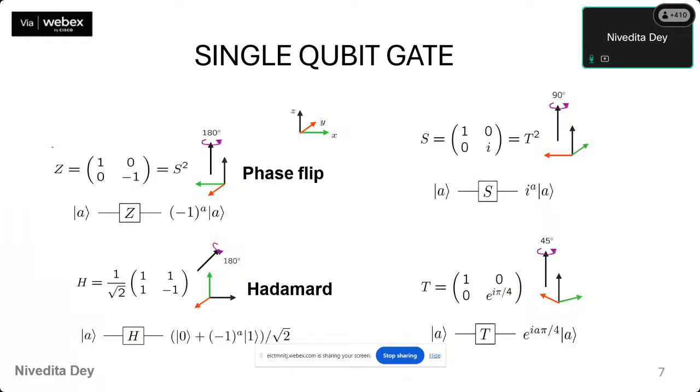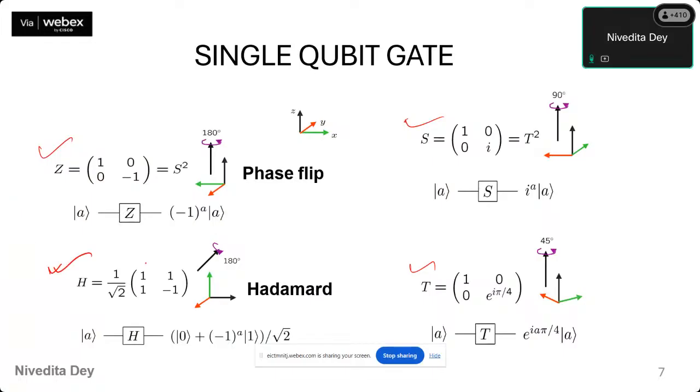And these are a few gates that I talked about. Z, shift, this is a phase, this is shift, this is just pi by 4. In terms of theta, it's pi by 4. And this was our very famous Hadamard gate.